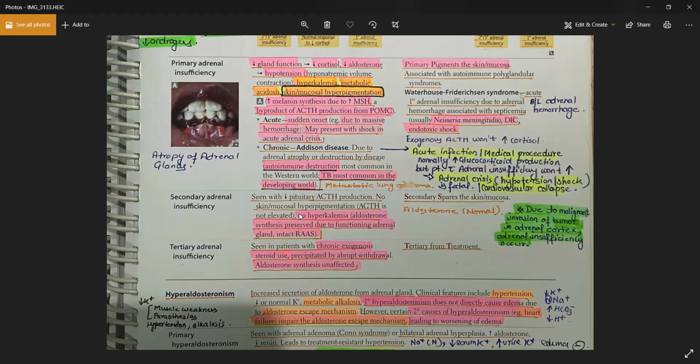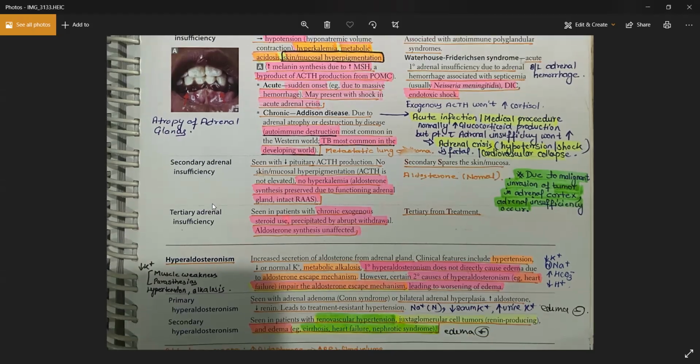No pigmentation, no sodium loss, no high potassium levels, intact RAS. This is the secondary adrenal insufficiency. It generally happens whenever a metastasis reaches the pituitary, or you have a non-secreting type of pituitary tumor which is disrupting the parenchyma of the pituitary, right? Or other causes of hypopituitarism which we have discussed earlier, like Sheehan syndrome, pituitary apoplexy, and Empty Sella syndrome. They can all lead to secondary adrenal insufficiency. Okay.